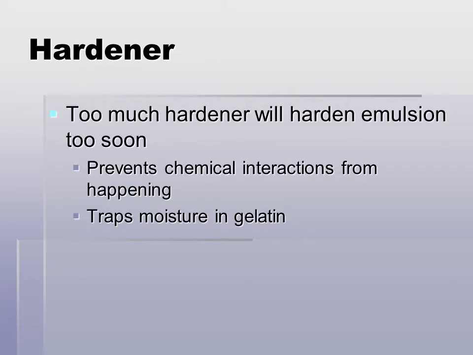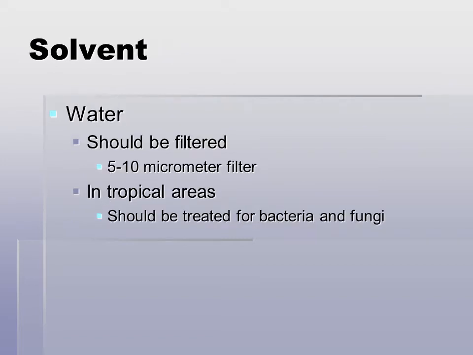Too much hardener will harden the emulsion too soon, and that prevents chemical interactions from happening. So you end up trapping moisture into the actual gelatin itself. Solvent: solvent's always an easy one to remember for both the developer and the fixer. It is water. It should be filtered, 5 to 10 micrometer filter. In tropical areas, it should be treated for bacteria and fungi.